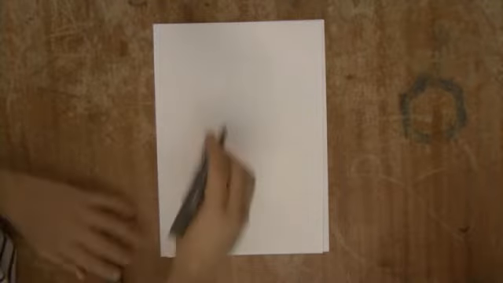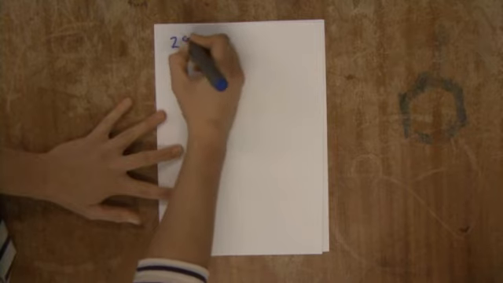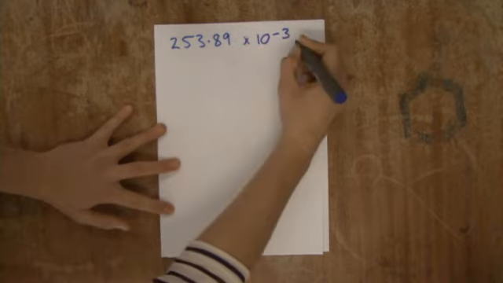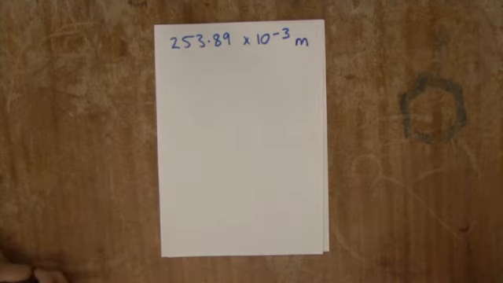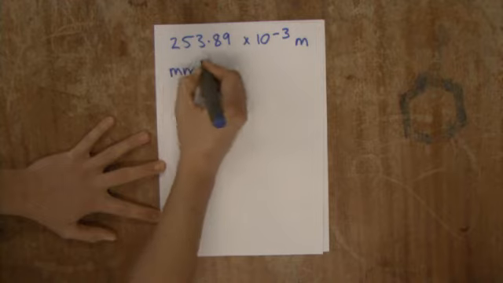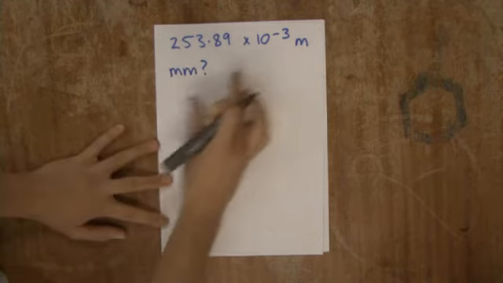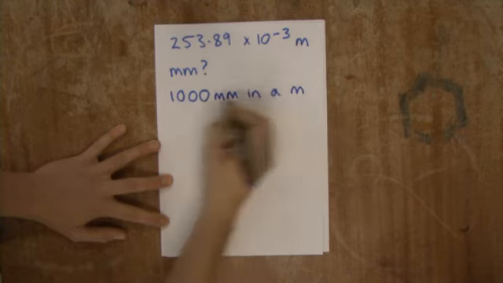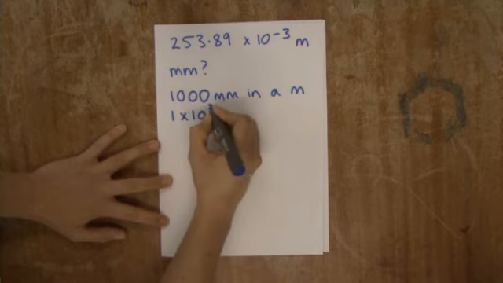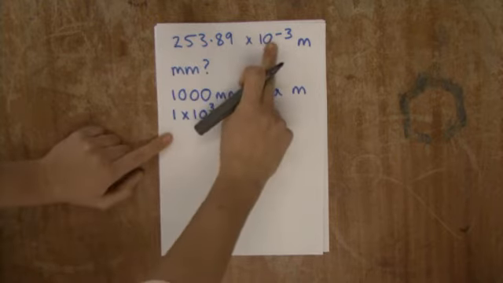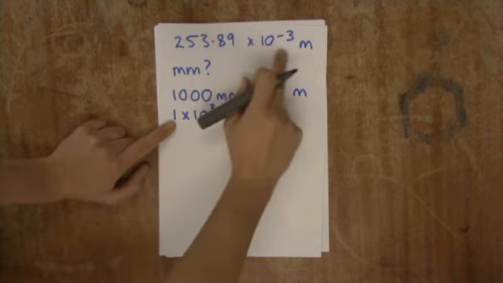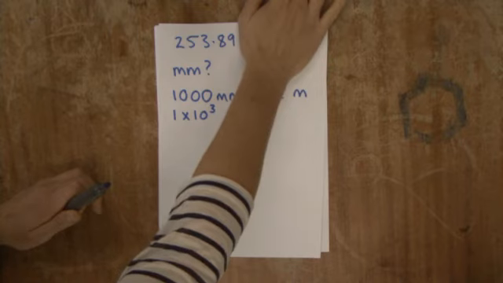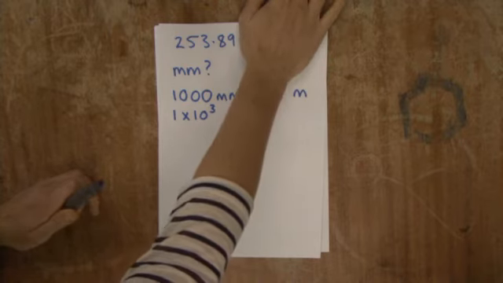Bit of a trickier example, let's look at 253.89 times 10 to the minus 3 meters. Now we want to convert this into millimeters. How many millimeters in a meter? Well, we know there are actually 1,000 millimeters in a metre. 1000 is the same as writing 1 times 10 to the 3. So this 10 to the minus 3 and this 10 to the 3 mean that actually 253.89 times 10 to the minus 3 metres is actually 253.89 millimetres.